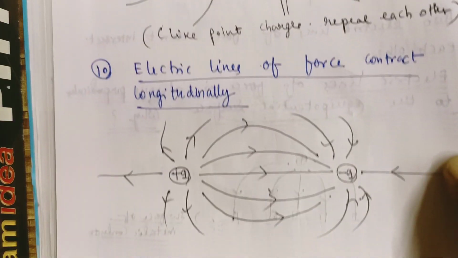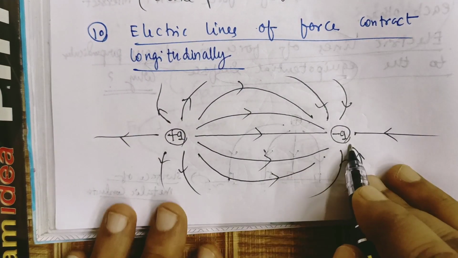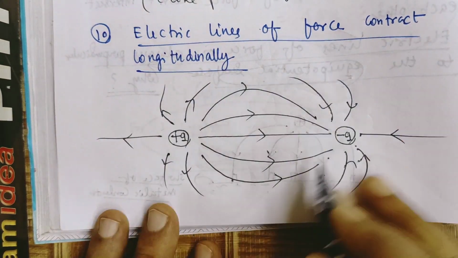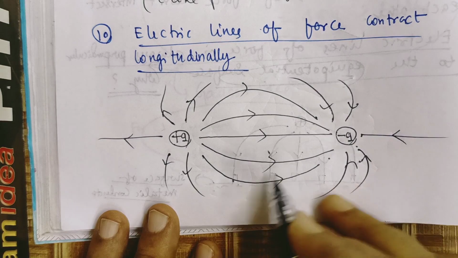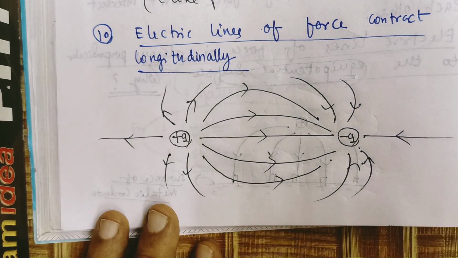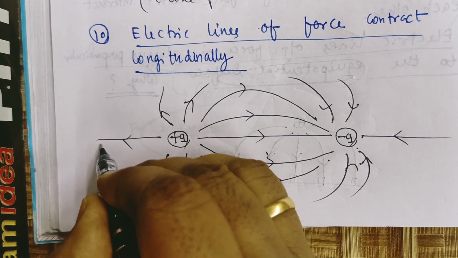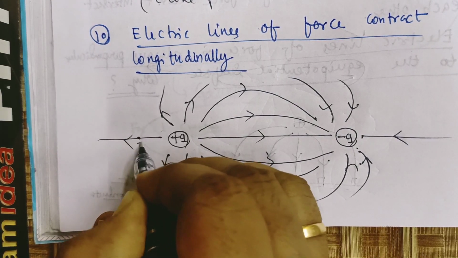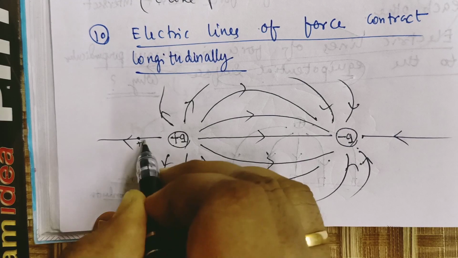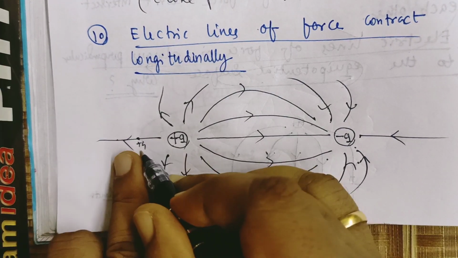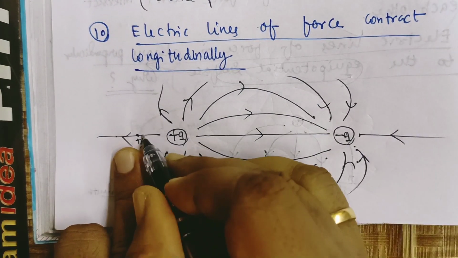Similarly, another diagram is for you. Here is plus q and minus q. This is an example of an electric dipole. This represents the electric lines of force of an electric dipole. Here you see why this line goes in this way. If you place a test charge plus q, this charge will repel, but simultaneously this charge will attract.